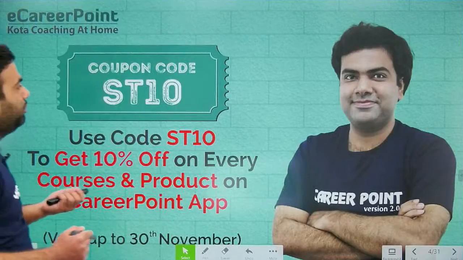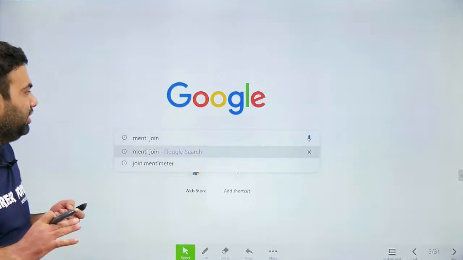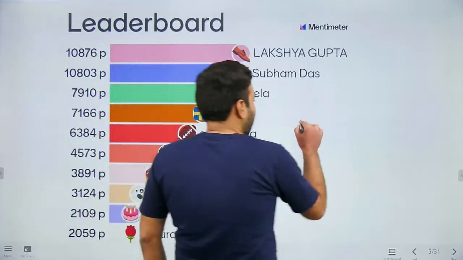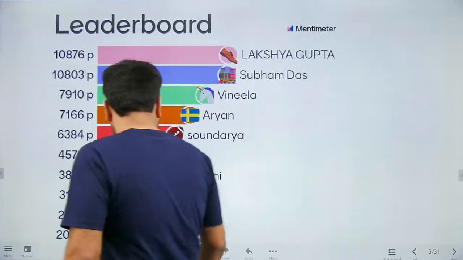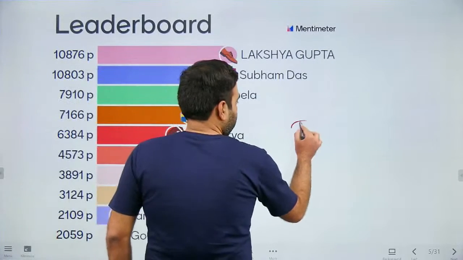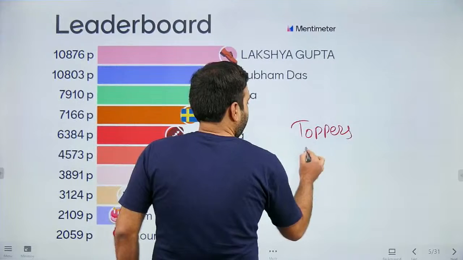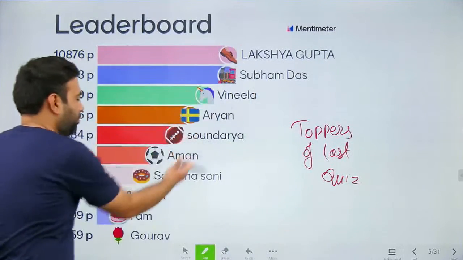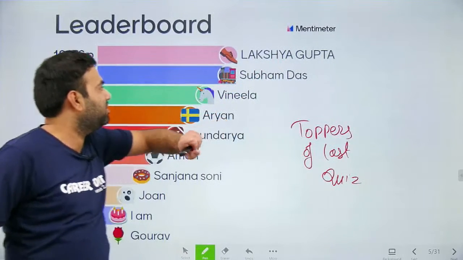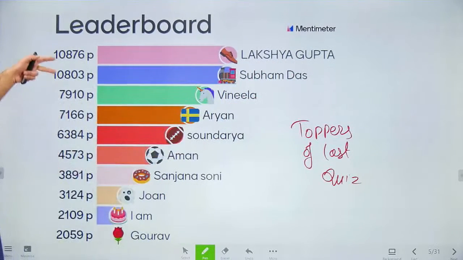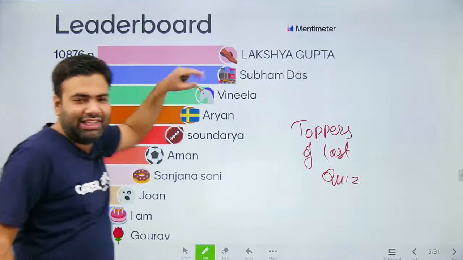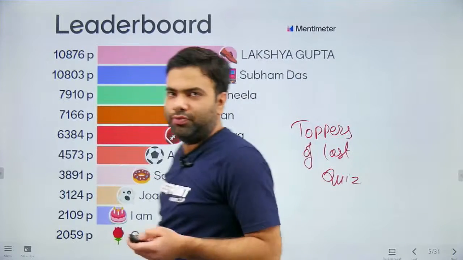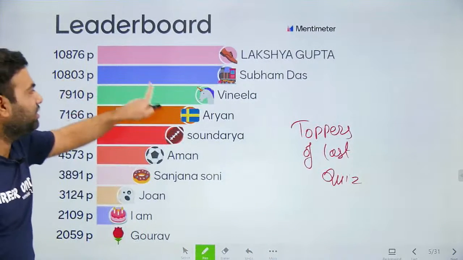Okay, see, first of all, this is the leaderboard of the previous Menti Quiz. These were the students of the last quiz, these were the toppers. Lakshya Gupta was first and Shubham Das was second, and the difference between them was very small. And as I can see, Lakshya Gupta is again here. So don't worry, I'm going to tell you the Menti code.